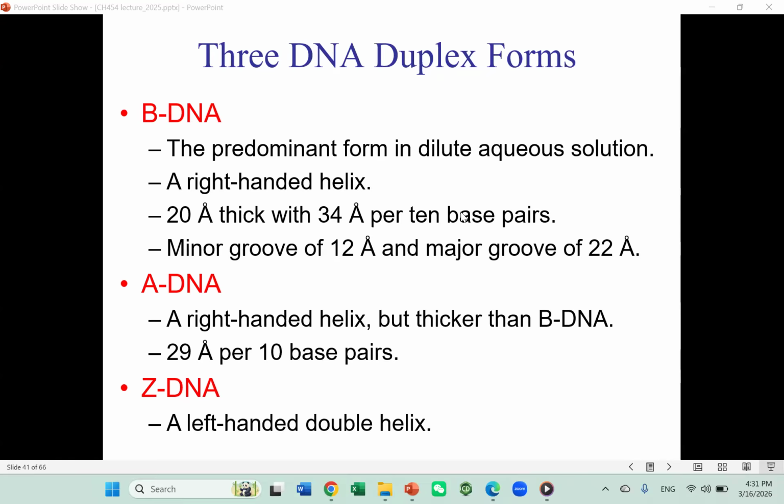So there are also two other main DNA duplex forms. One we call A-DNA. A-DNA is also a right-handed helix, but much thicker and also much shorter than B-DNA. It still has 10 bases for one full turn. And the third one is called Z-DNA. Z-DNA is a left-handed duplex. That's very uncommon, only under very special conditions. If you use a special salt condition, you can generate Z-DNA.